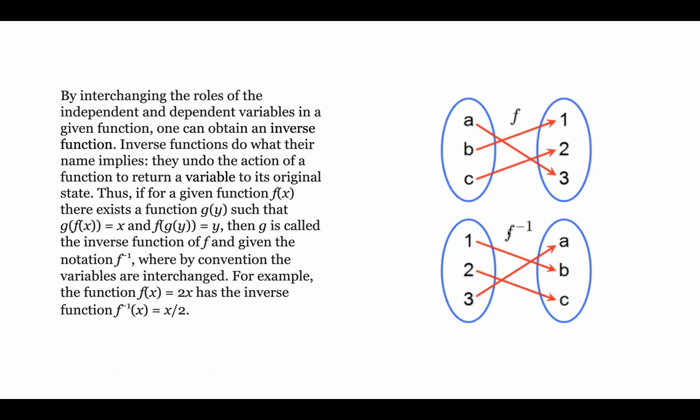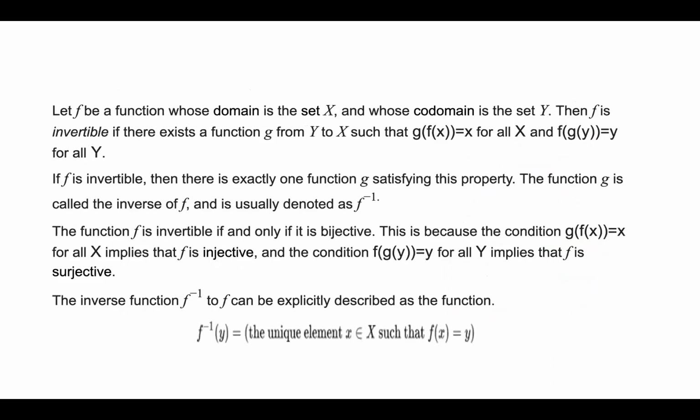Here also we have seen how the inverse works. In f, A is assigned to 3; in f inverse, 3 is assigned to A. In f, B is assigned to 1; in f inverse, 1 is assigned to B. Same case with this: in f, C is assigned to 2; in f inverse, 2 is assigned to C. It is nothing but the inverse of the function.